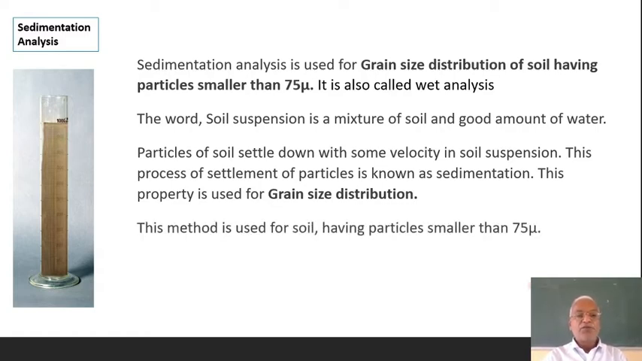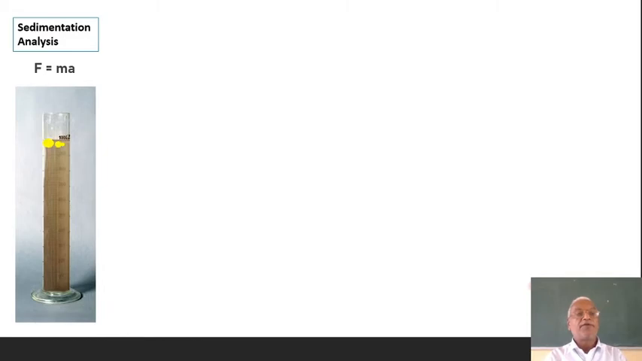This method is used for soil having particles smaller than 75 microns. Okay, we'll go further.